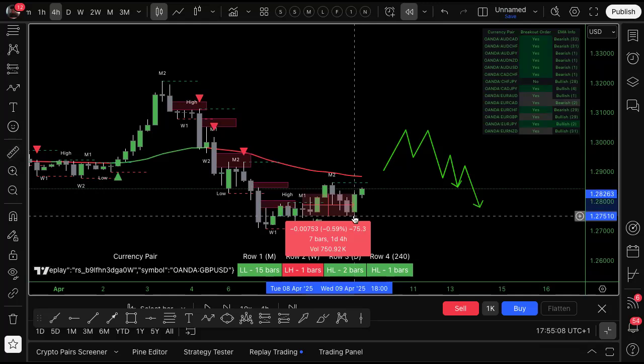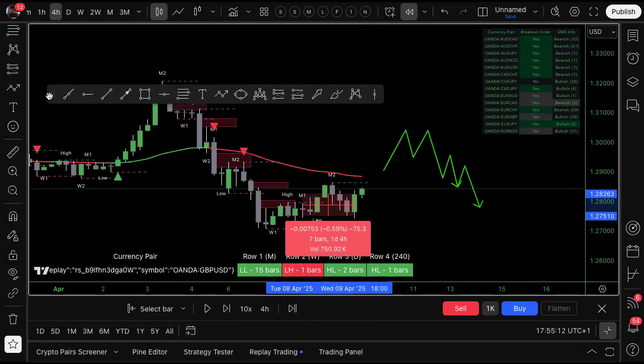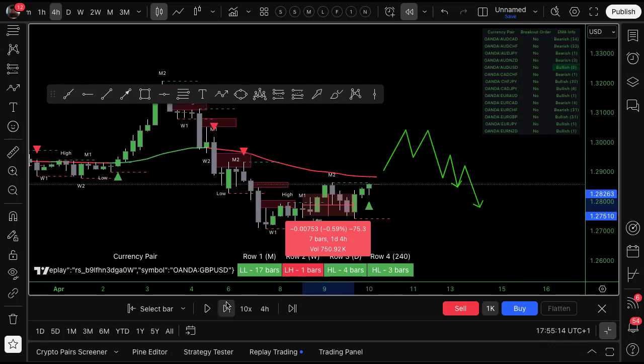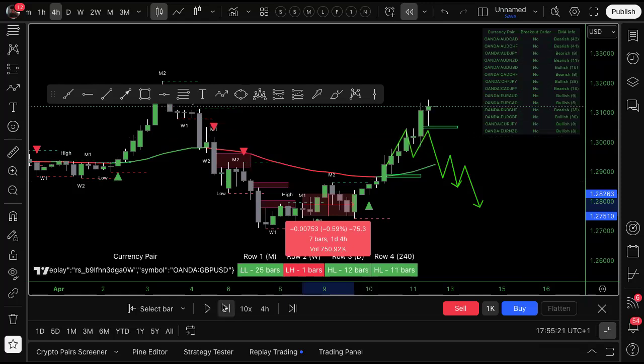But then news came in, and when news came in, what did it do? It now decided to go and break this lower high. So it never held the daily lower high. And then from there, it was just a wrap. So we're holding this trade. And yeah, obviously, as you can see, it just went crazy.